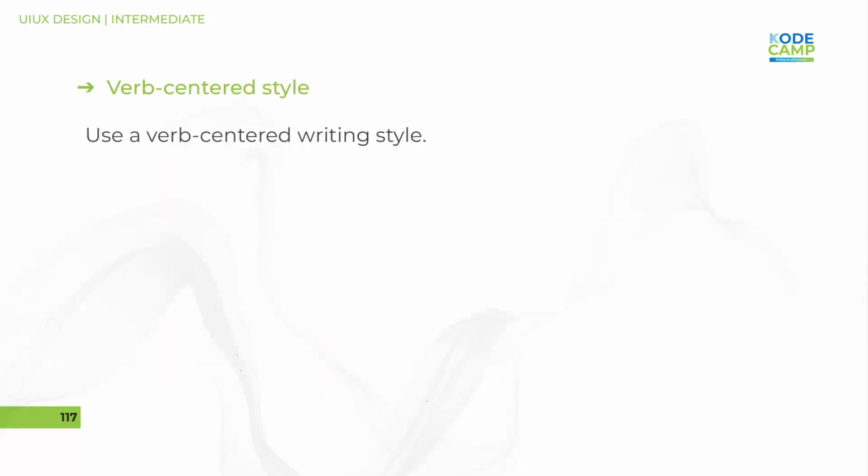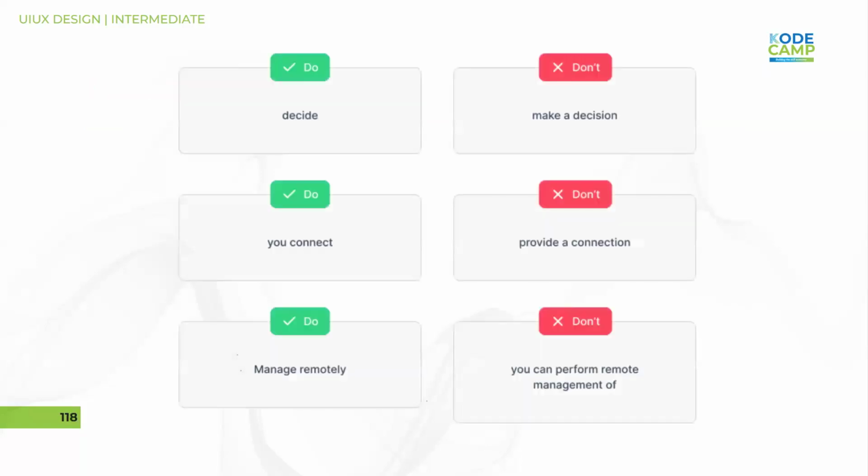So also be verb centered while writing. Okay. Use a verb centered writing style. What do we mean? Decide. Don't tell users make a decision. Tell them decide. Connect. You connect, not provide a connection. Manage remotely. Not you can perform remote management of, well, that is too much for users, right? So just go direct to the point, use a verb action, all right, verb centered, tell them what you want them to do.